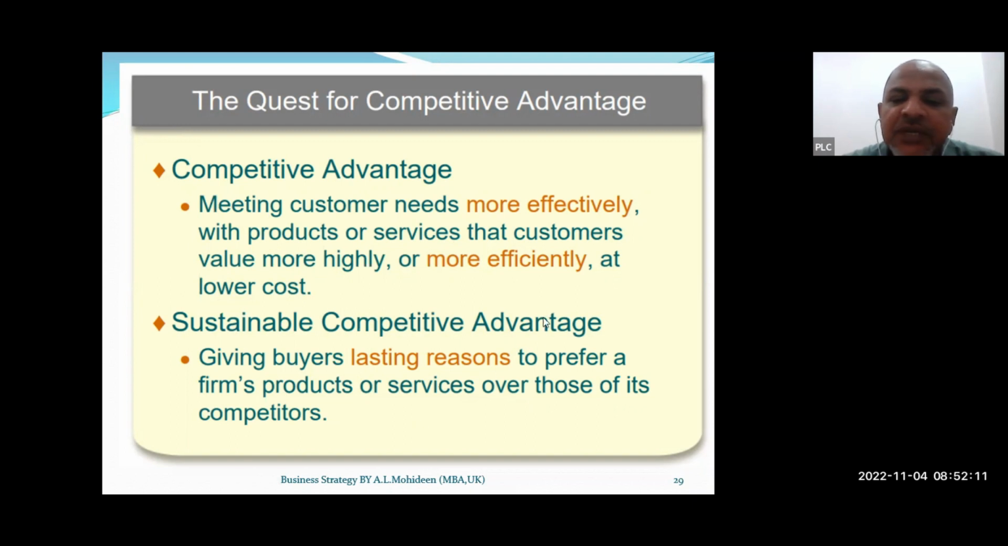And sustainable competitive advantage is another important thing. Sustainable competitive advantage means you have to continue to have the advantage always. It means you have to have the market leadership always. So you are the market leader, and that should be sustainable always.